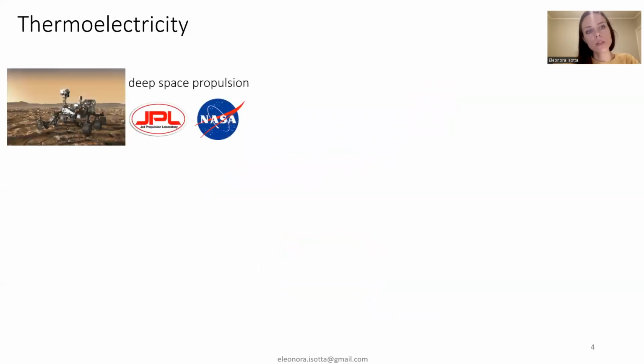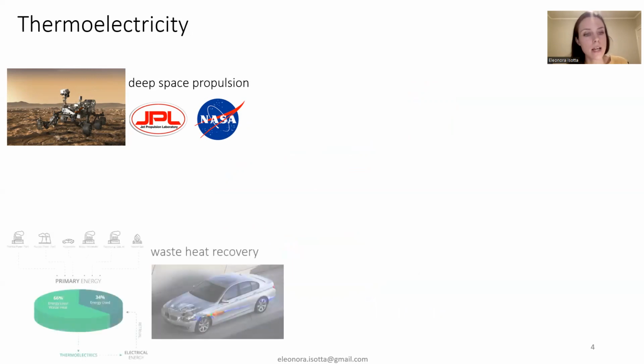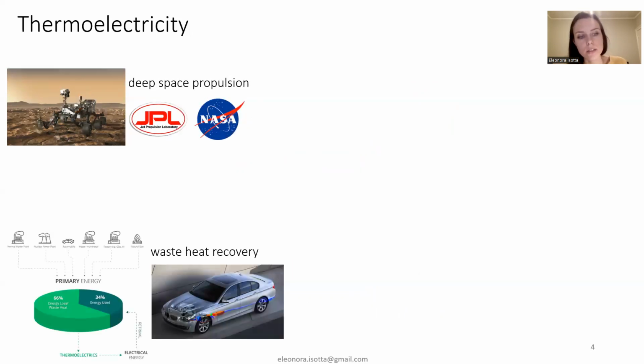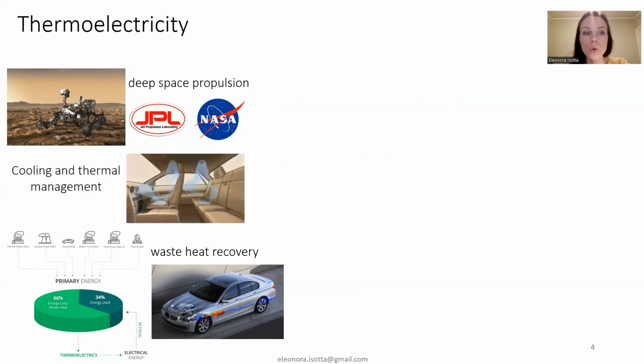For example, historically, thermoelectrics were used for deep space propulsion. For example, most of the missions that we hear of, like Mars rovers like Perseverance or the other trips like Voyager, were actually powered by thermoelectrics. And in most recent years, there is research interest in trying to apply the thermoelectric technology for waste heat recovery and for cooling and thermal management.